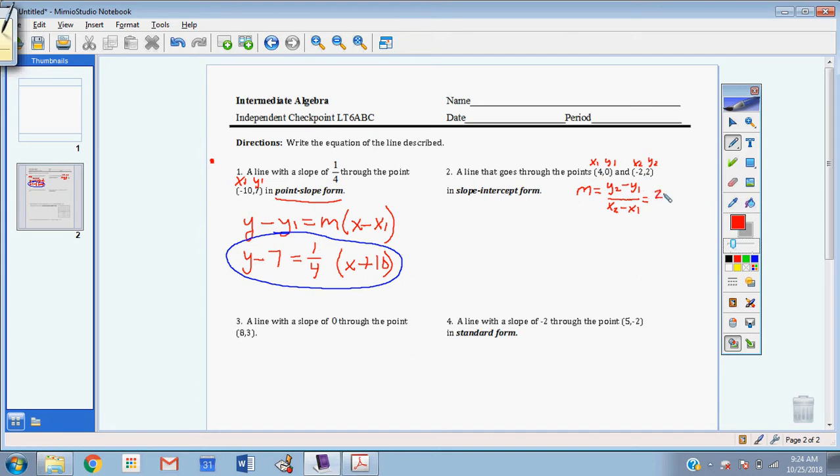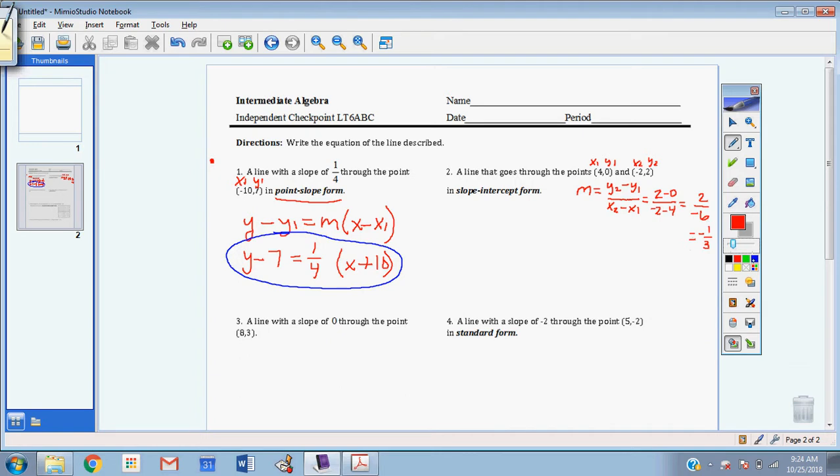So that would be 2 minus 0 all over negative 2 minus 4. So this one is not going to come out super nice and neat. It's going to be 2 over a negative 6. That does reduce to negative 1/3.